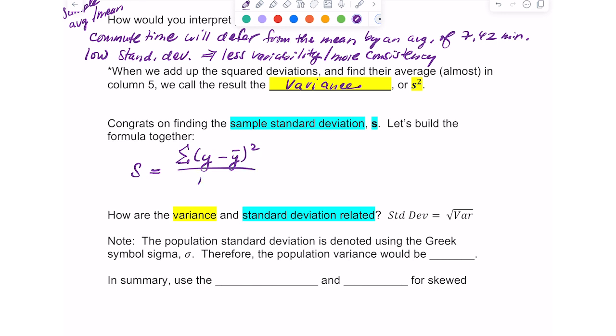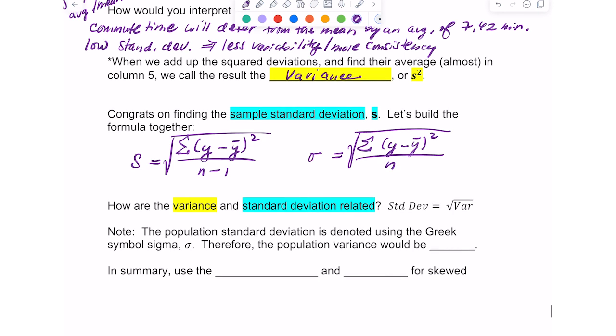We divide by the sample size minus 1, and then we take the square root. If you want to find the population standard deviation, that's the Greek symbol sigma, but it's lowercase sigma. So here's sample standard deviation, here's population. The only difference is instead of dividing by n minus 1, we divide by n, because n is the population. So in other words, instead of dividing by 4 here, we would have divided by 5, because there were 5 numbers to begin with.